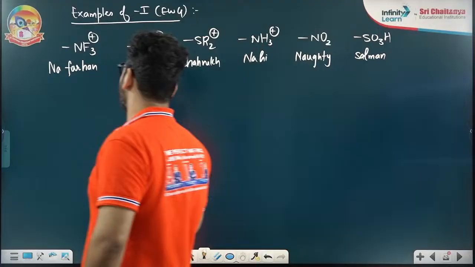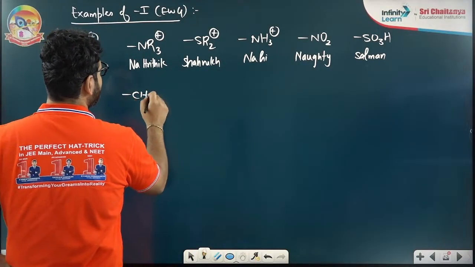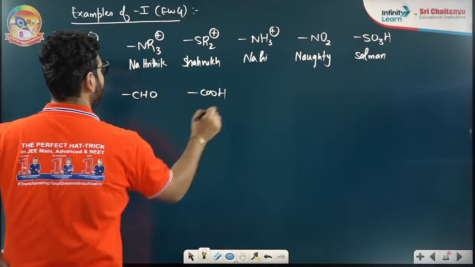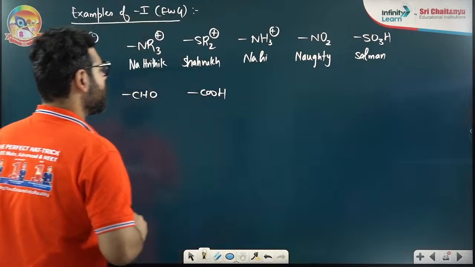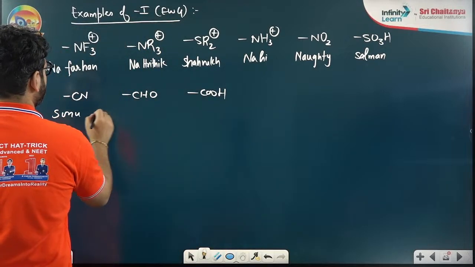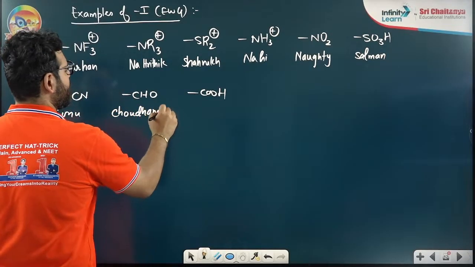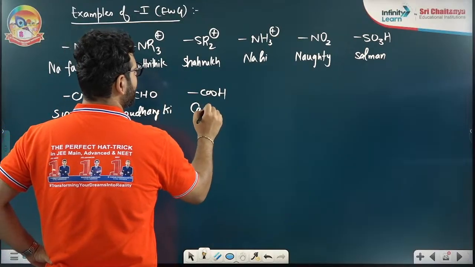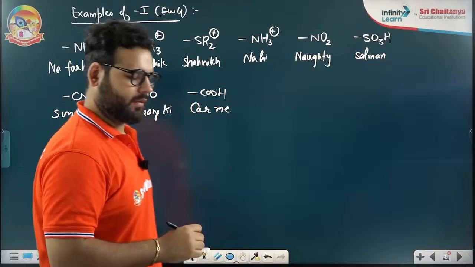Sonu Chaudhary की कार में. Sonu means CN, Chaudhary means CHO, car means carboxylic acid. None of them were there in Sonu Chaudhary's car. Na hi naughty Salman, Sonu Chaudhary की कार में. Car means carboxylic acid.